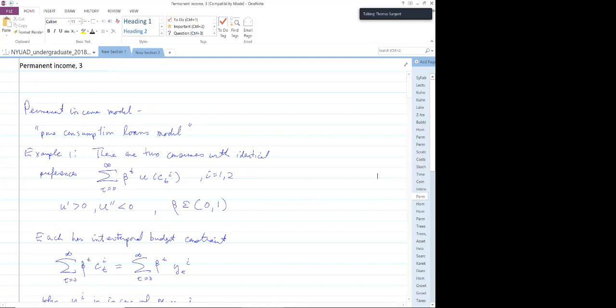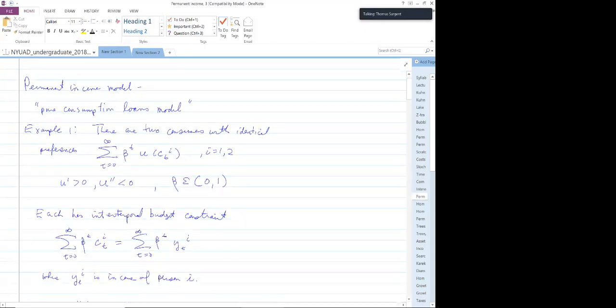And then we're going to go on to look at a version of the permanent income model later today, in which the income process is a random process. So there's shocks hitting things. And we're going to use a small extension of formulas that we already have to characterize this. And we're going to get a very famous model. Okay, so here we go.